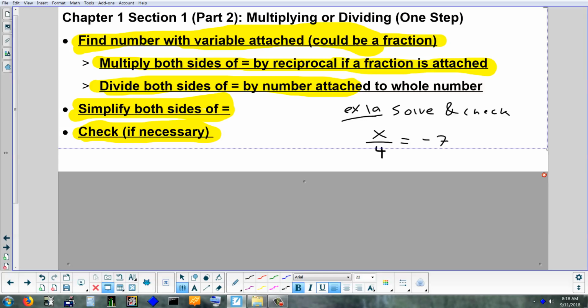Have the number with the variable attached. Do you see it? Yeah, the fourth. Okay, so is it a whole number or is it a fraction? It's a fraction, right? What's the fraction? X over 4. Okay, so we've identified that. Here's our variable, the x. Good. You don't have to write this, but I'm going to call this option A. I'm going to call this option B.